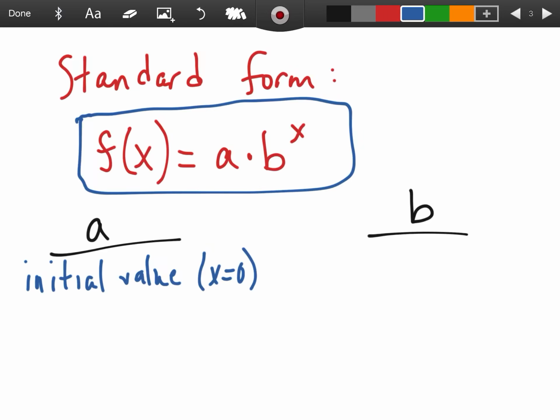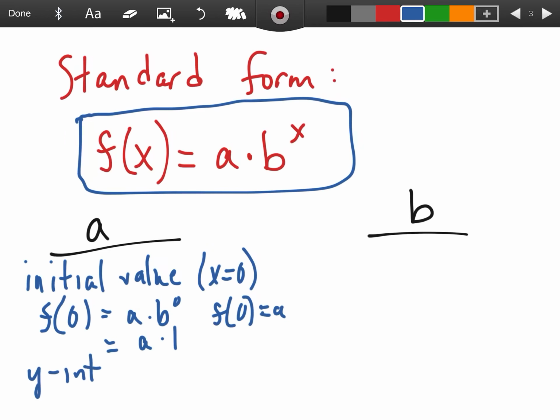And let's think about why that is. Why is my a value the initial value? Well, if I plug in 0 for x, I would get f of 0 equals a times b to the 0. I know that any number to the 0 power comes back as 1. So I would get f of 0 equals a times 1. So f of 0 equals a. All right, so that a value there is just going to be our initial value. It's going to be our y-intercept.